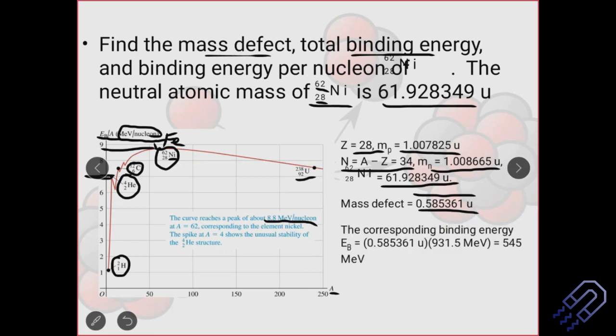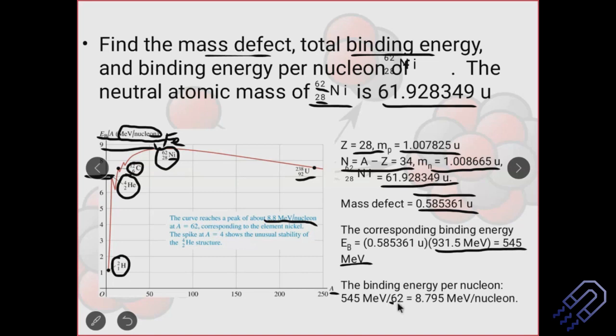Then I find out the binding energy. I simply multiply it by 931.5, and the final answer I get is 545 MeV, million electron volt. That's the value of the binding energy. If you want to dissociate the entire nucleus, taking out all the protons and neutrons, this is the energy needed. Per nucleon would be nothing but you just divide by the mass number, and you get 8.795 MeV per nucleon.